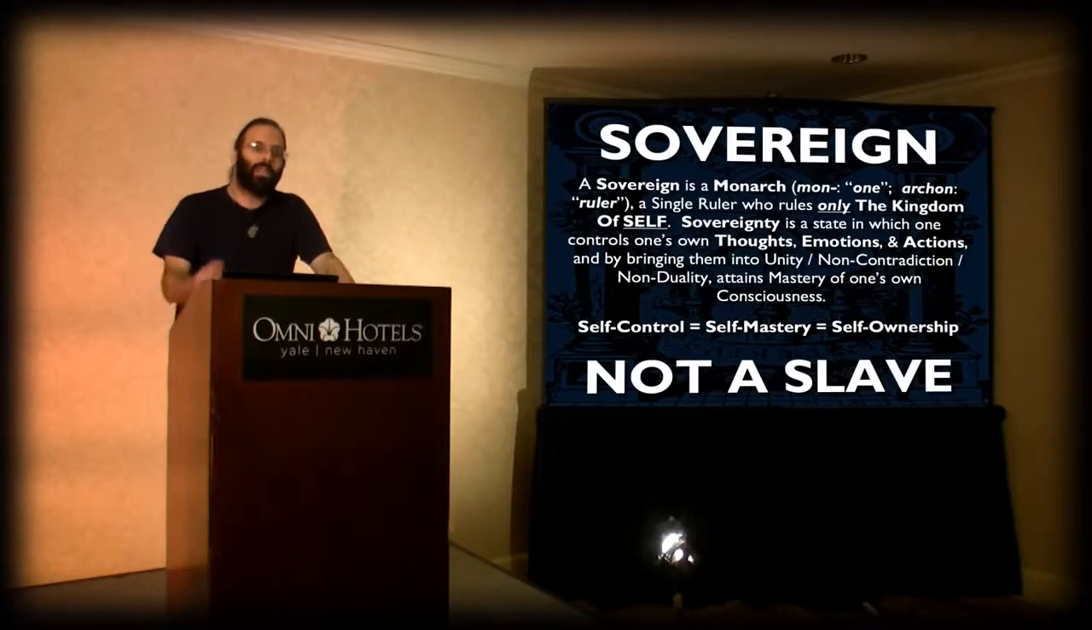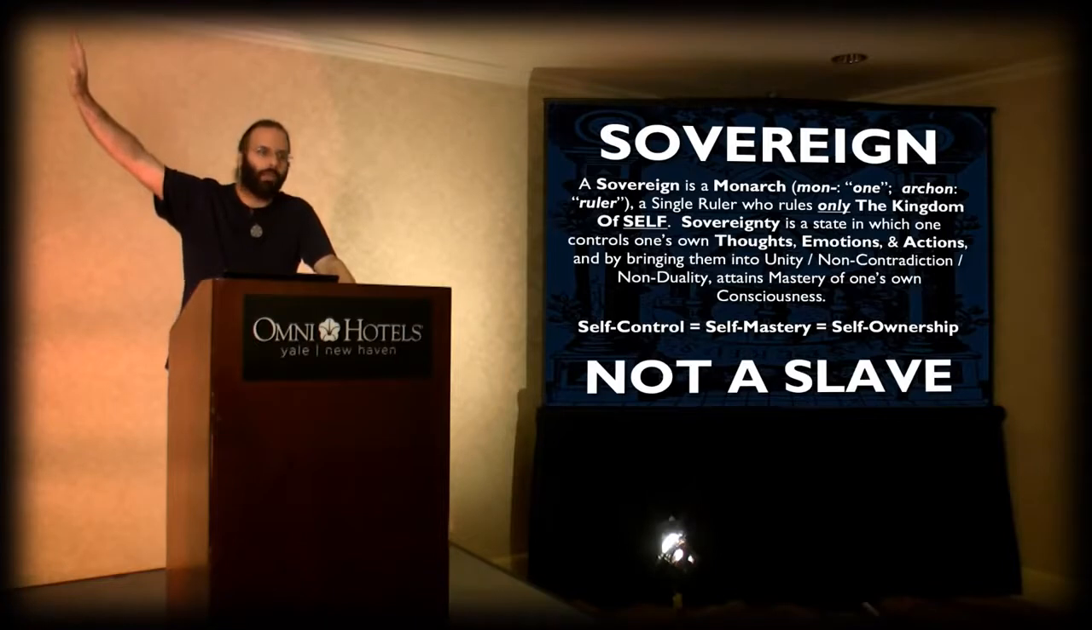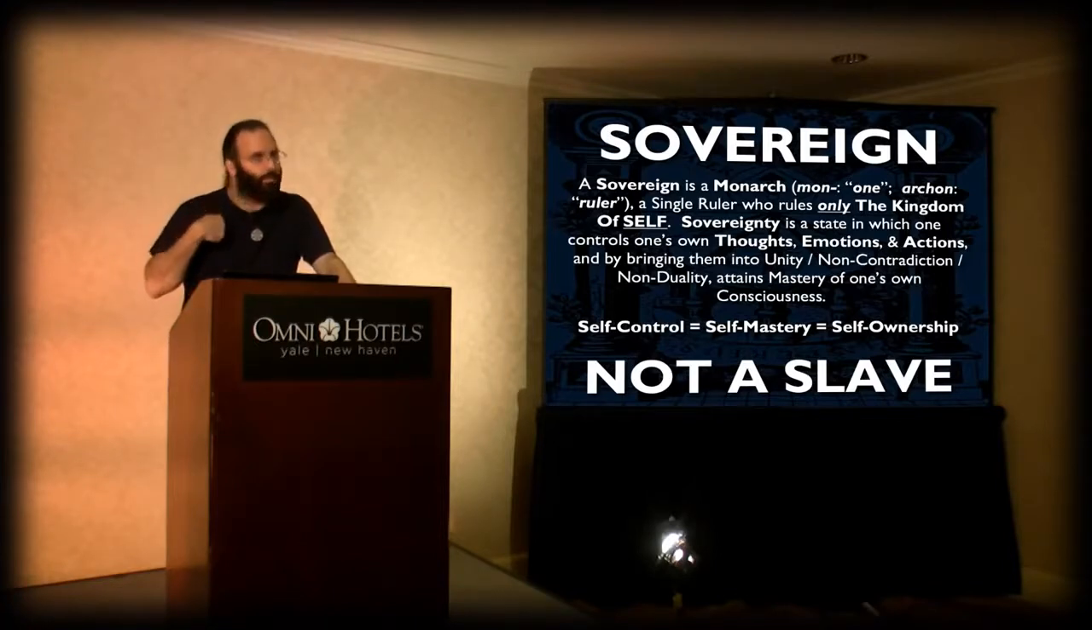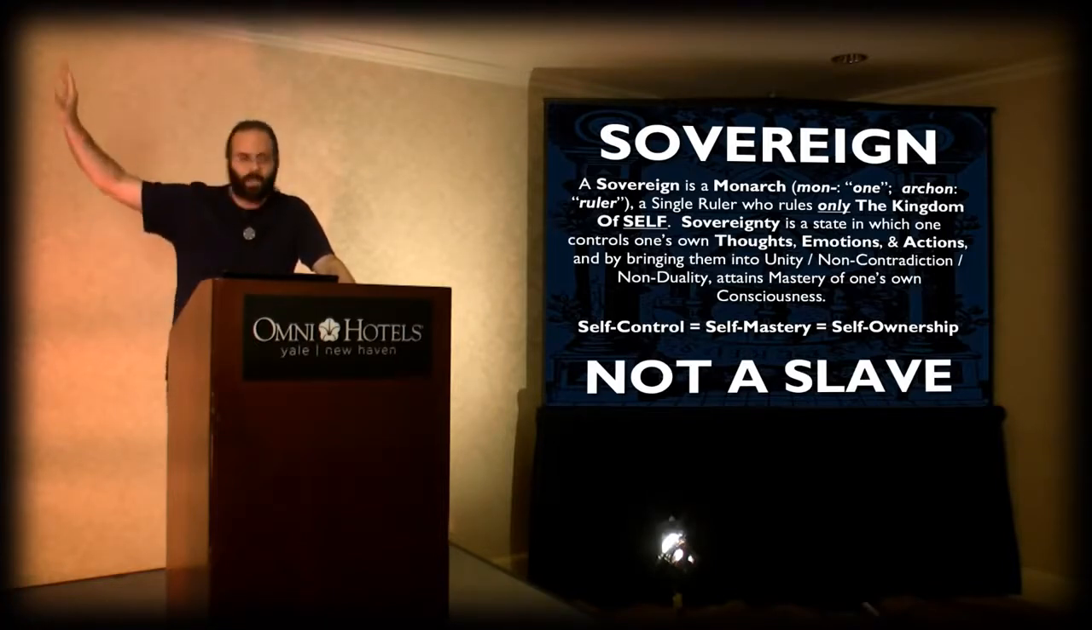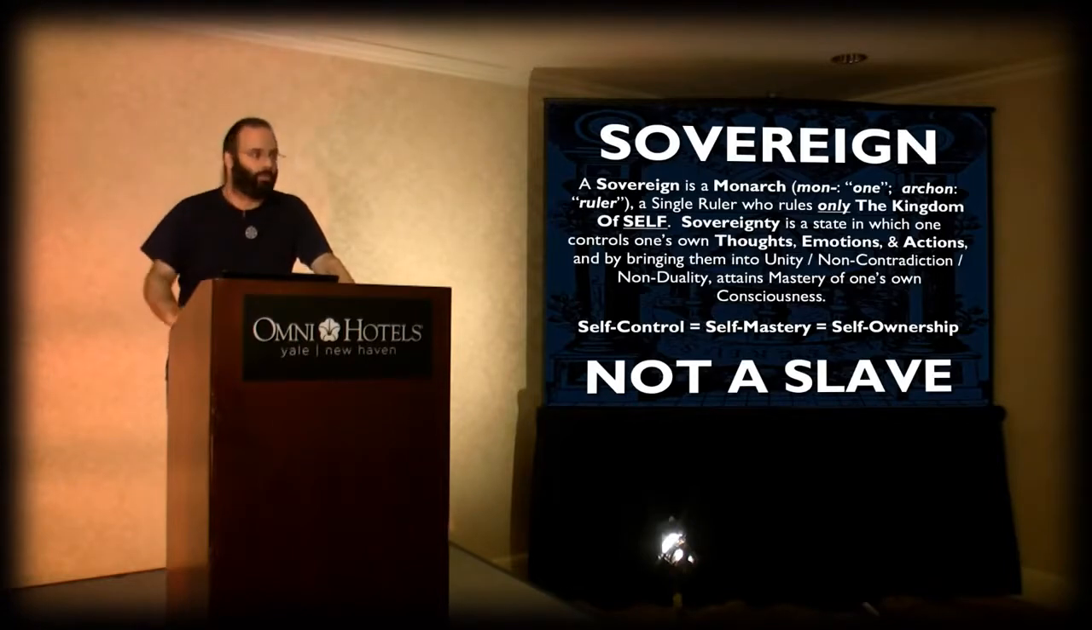See, we need to have the rulership within, and we need to get rid of the rulership without. This is the kingdom we need to master, and we need to set aside the concept of mastery and slavery in the external domain, in the physical world.